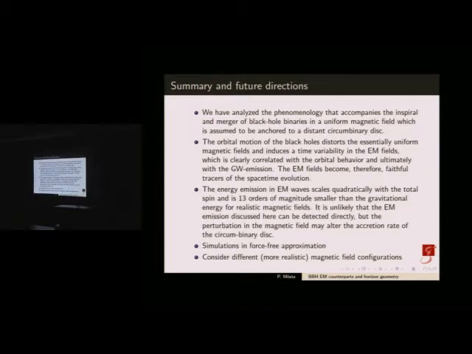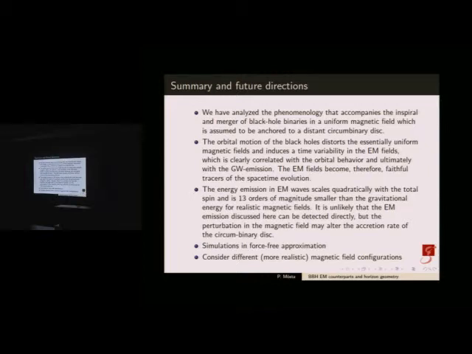The main message is that in our very simple model in electrovacuum, it's very unlikely that we can detect this emission directly, but there might be an indirect way of detecting it when it can alter the accretion rate of the circumbinary disk. For future directions, we're also planning, actually doing it at the moment, simulations in the force-free approximation, but this is very recent work in progress, so it's a little bit too early to present it here. Another thing is to go to a different magnetic field configuration, maybe really go to a dipolar magnetic field and see how this changes the luminosity that we obtain.